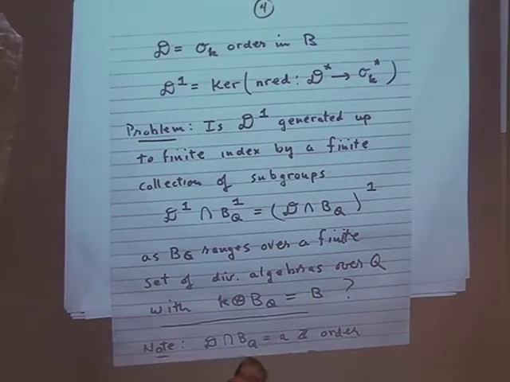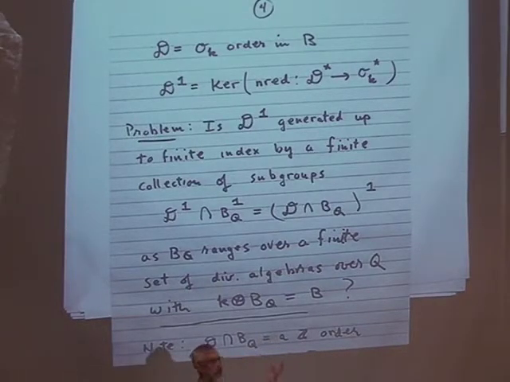Now, I should emphasize what the reduced norm means. If you take your quaternion algebra B over K, when you tensor with the algebraic closure of K, you get a matrix algebra. And you can just take the determinant function on that matrix algebra. That turns out to map B to K when you take determinants. So the reduced norm is this multiplicative function. And I want to look at the kernel of the reduced norm map.